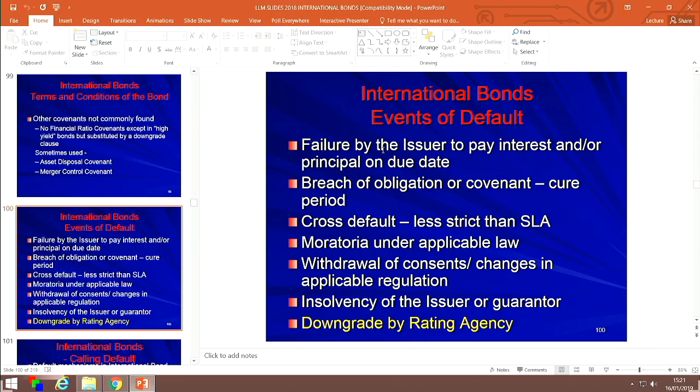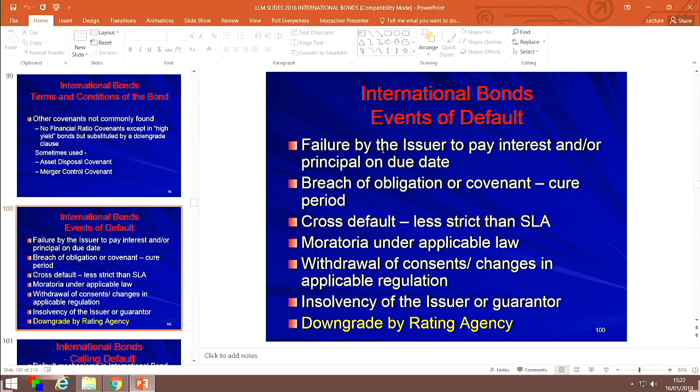We've then got something that's an obvious one, withdrawal of any consents or changes in, once again, applicable regulation. And this clause would really be triggered in relation to withdrawal of exchange control permissions, the right of an issuer to carry on any particular kind of business. In other words, this is the regulatory side. If those regulatory consents are withdrawn, again, insofar as the regulations are under applicable law, then that's an event of default. But once again, remember, it's applicable law, applicable regulation.